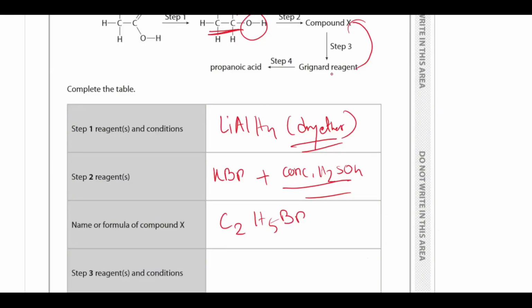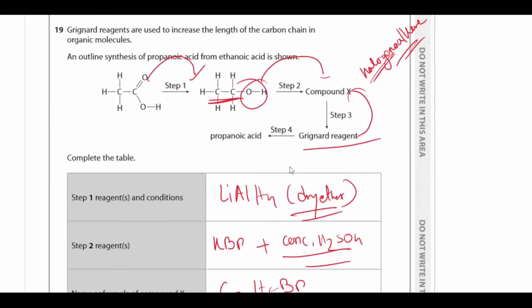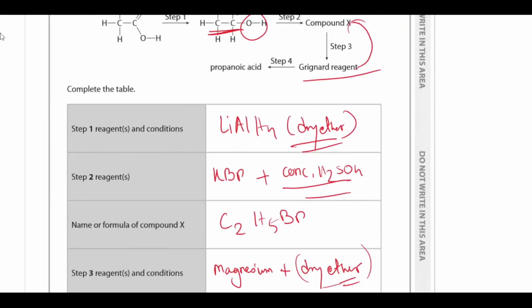In step 3, the reagents and the conditions, since they said Grignard reagent, before we react something with Grignard reagent, we at first add magnesium and ensure that the halogen gets substituted by the magnesium. So we take magnesium, and of course again dry ether as a condition, so that water does not get involved in the medium. And now the formula of the Grignard reagent, we can give any.